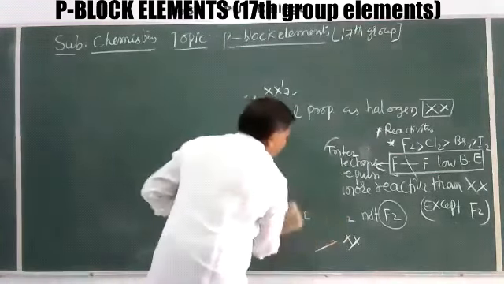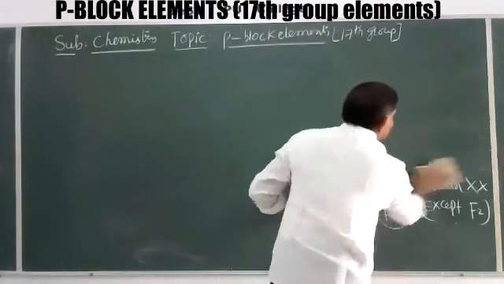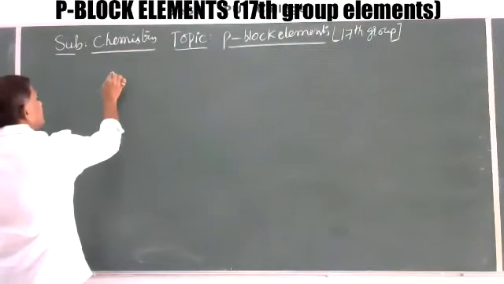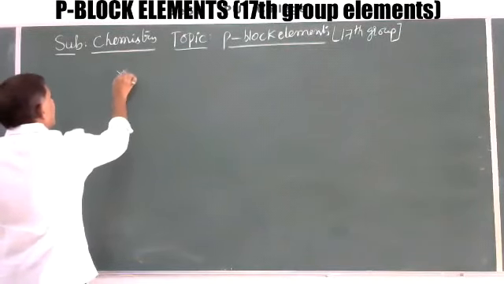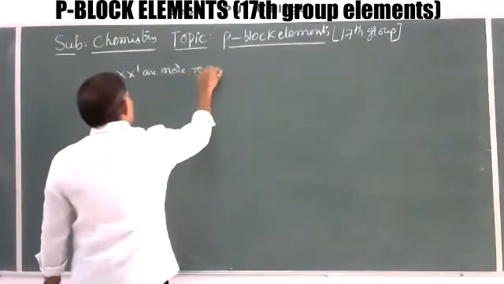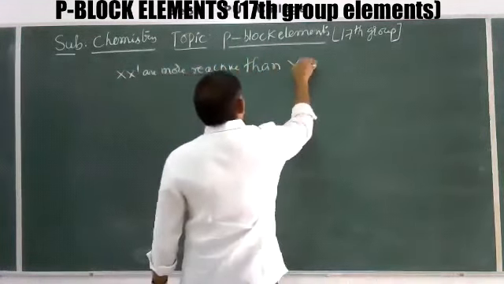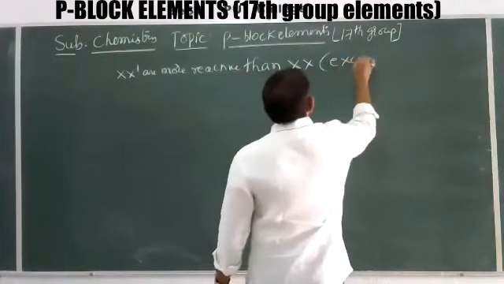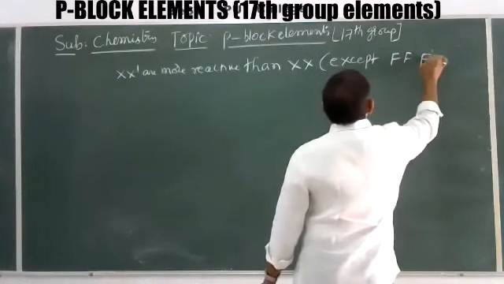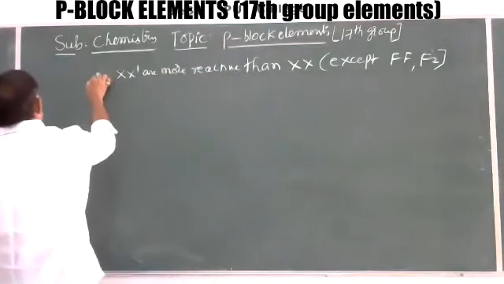Why are the interhalogens more reactive than the normal halogens, except fluorine? Give reason, like questions they'll create in a subjective examination. Your XX' are more reactive than X2, except F2, that is chlorine. Except this, the remaining interhalogen compounds are all more reactive.